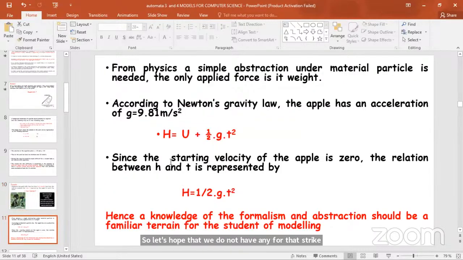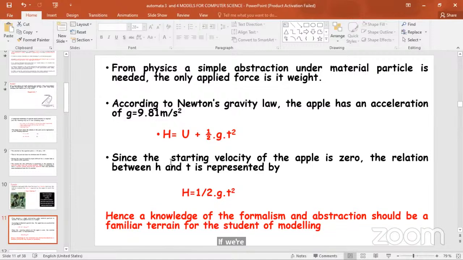Moving forward, from physics, a simple abstraction of a material particle is needed. The only applied force is its weight. According to Newton's gravity law, the apple has an acceleration of 9.8 meters per second squared. So we want to calculate the height with respect to t. We have ut plus half gt squared. Since the starting velocity of the apple is 0, u is equal to 0. So the only relation we have is h equals half gt squared. With this, we could calculate the time if we are given the height, and we just find the square root after making t squared the subject of the formula.